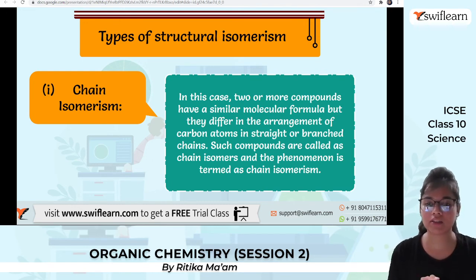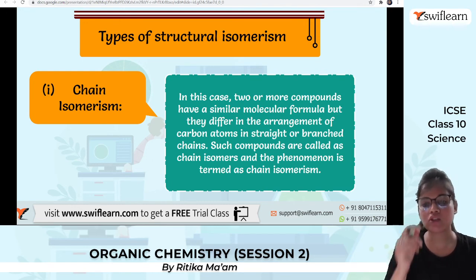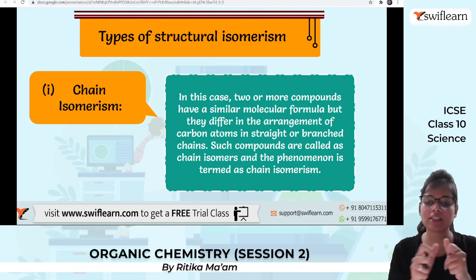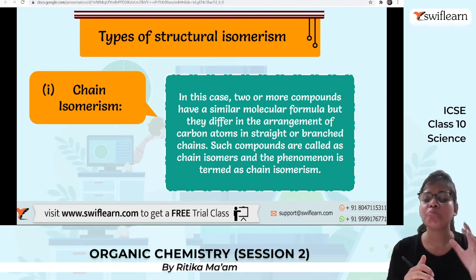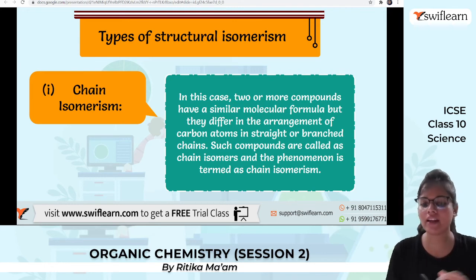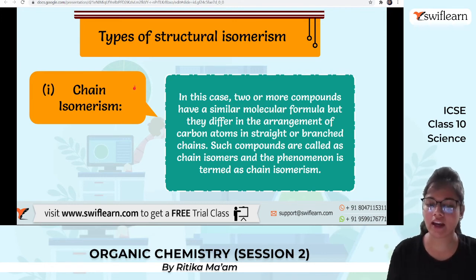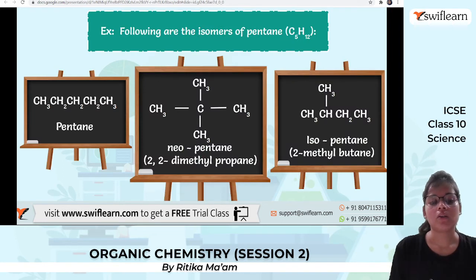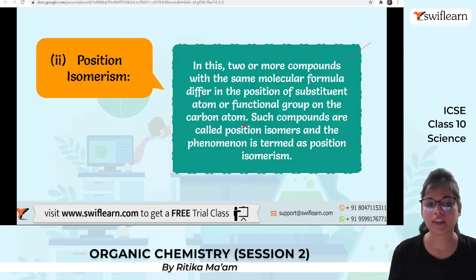Chain isomerism. What is happening in this case? 2 or more compounds have the same molecular formula, but their arrangement is different, maybe straight or branched chain. So that is chain isomerism. Here we have pentane. It can be named as neopentane. Same number of carbon atoms, 5, but the structure is different.